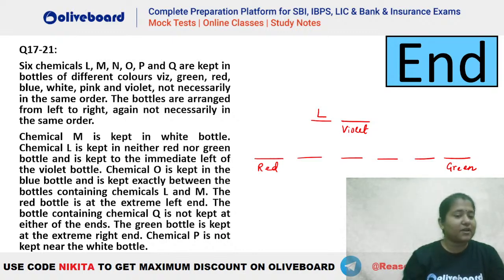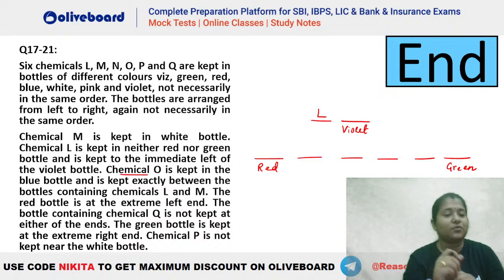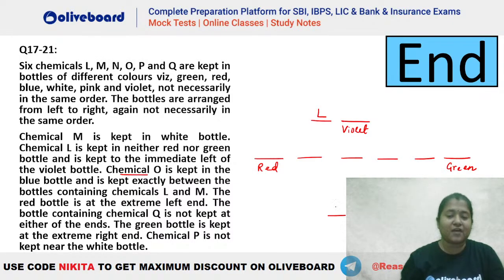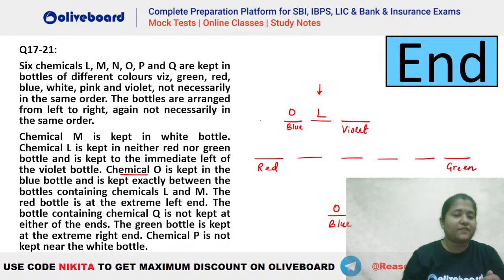Now what is given about chemical O? Chemical O is exactly between L and M, right? O is kept in blue bottle, okay, and is kept exactly between L and M. So you can see here that let's say if we take L as this one, right, this is your L. So what are the possibilities here? We can have, let's say, O here, which is blue, and we have your M here. This is one possibility, right? So let's say if this is the case, what should be the arrangement here? You can see M can be here, O blue here, L here, violet here. That is a possibility, right?